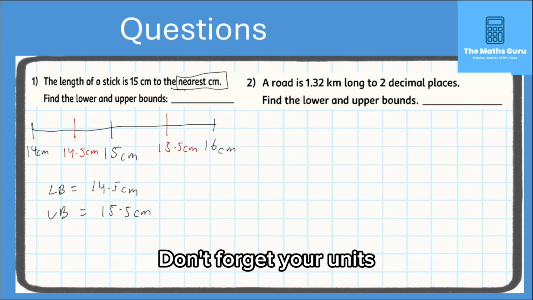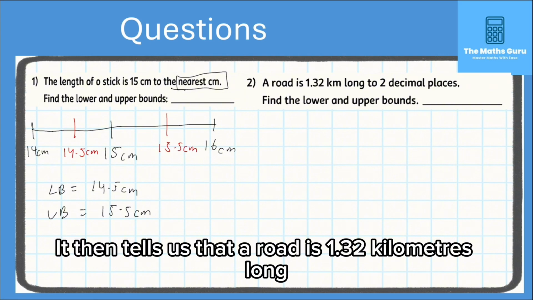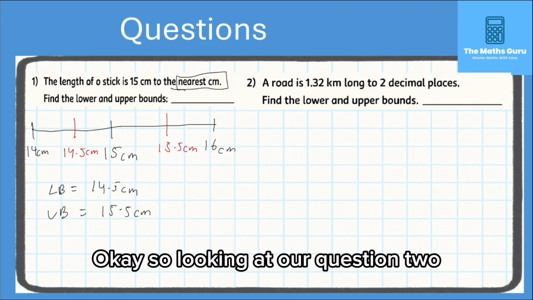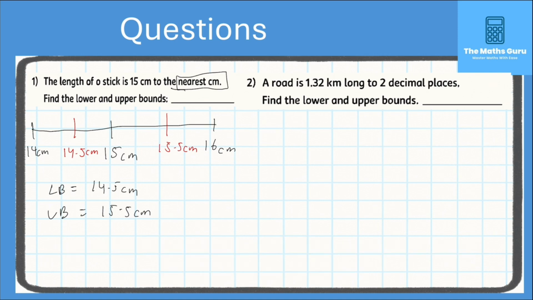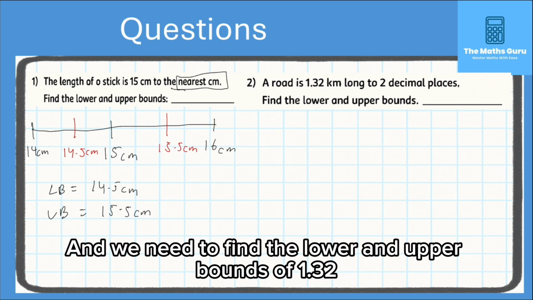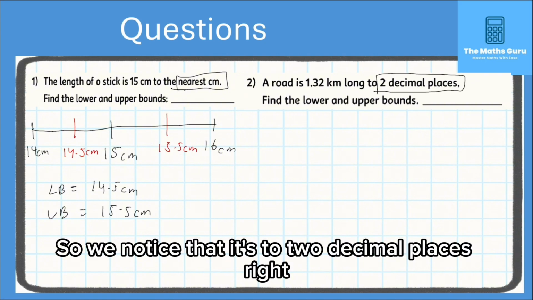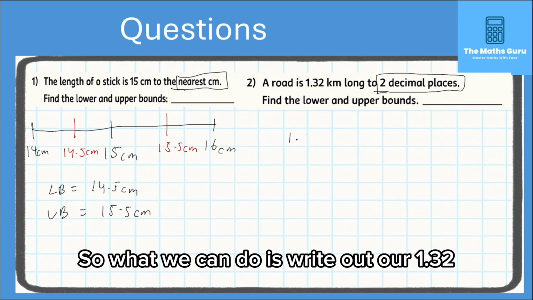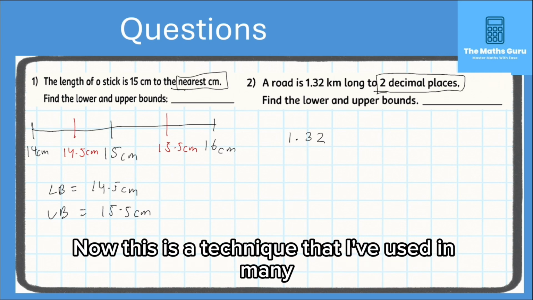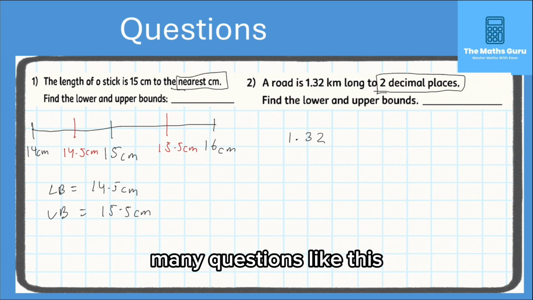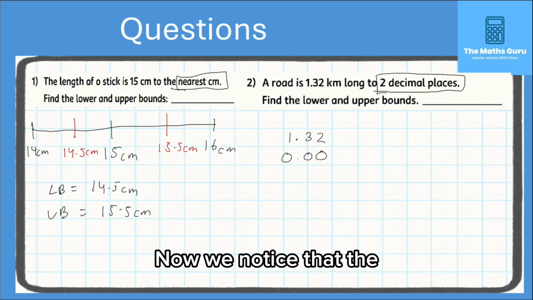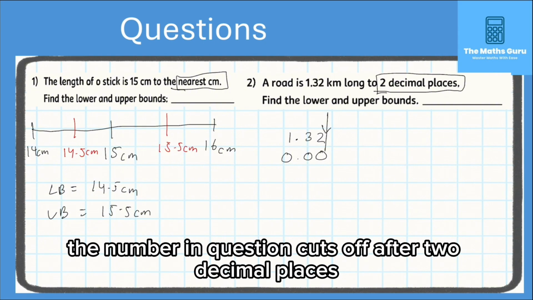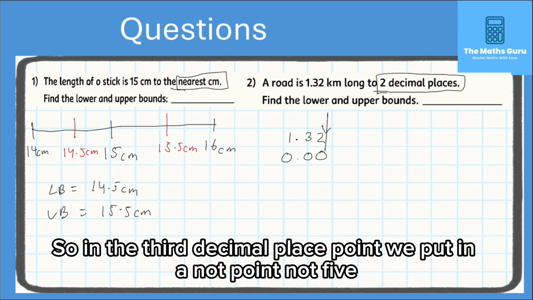Don't forget your units. It then tells us that a road is 1.32 kilometers long to 2 decimal places, and we need to find the lower and upper bounds of 1.32. So we notice that it's to 2 decimal places, right? So what we can do is write out our 1.32. Now this is a technique that I've used in many questions like this. We write out 0.00. Now we notice that the number in question cuts off after 2 decimal places. So in the third decimal place, we put in a 5.